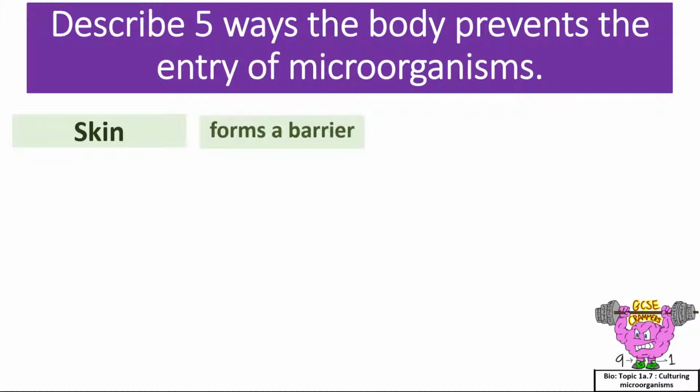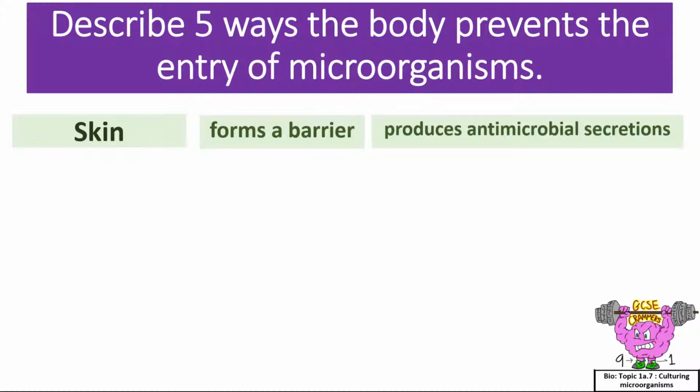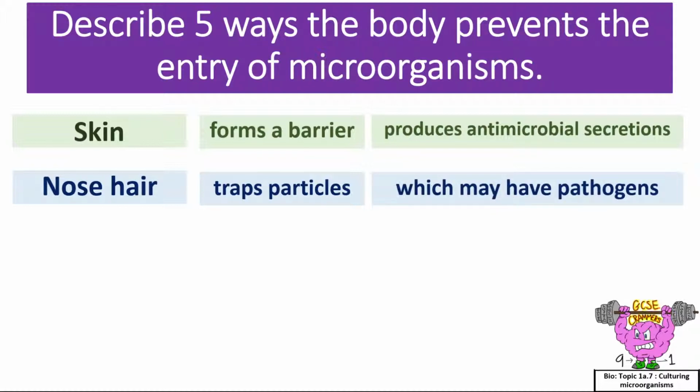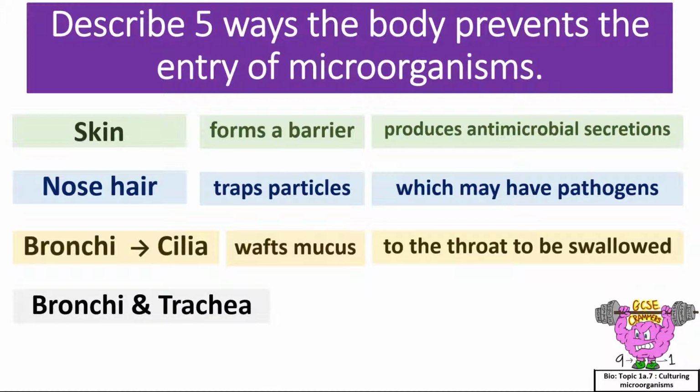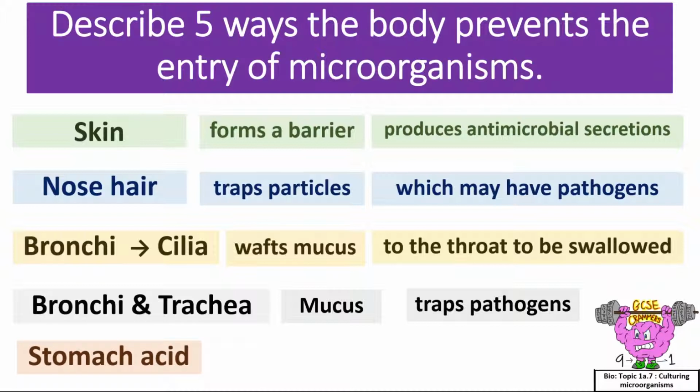Skin forms a barrier, which produces antimicrobial secretions to kill off and stop microorganisms. Nose hair traps particles, which may have pathogens, which we get rid of when we sneeze. Bronchi have cilia, which wafts mucus to the throat to be swallowed. The bronchi and trachea both have mucus, which traps pathogens which we swallow or cough out. And hydrochloric acid, which is stomach acid, kills pathogens in food that we eat when it enters the stomach.